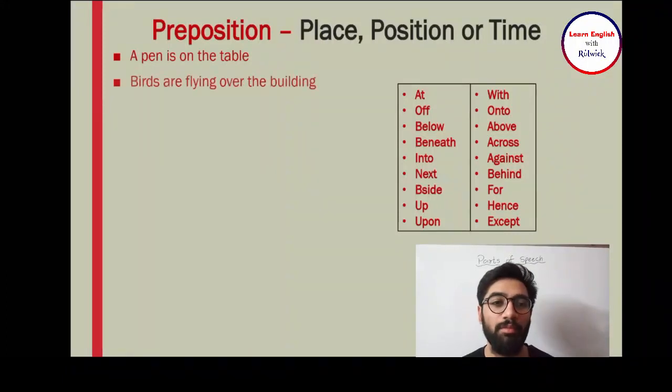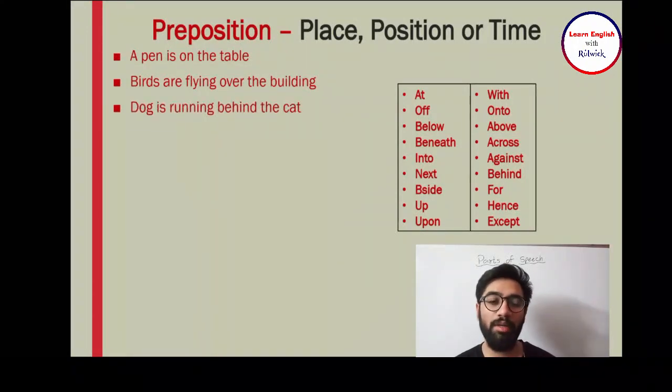The next is, birds are flying over the building. What is the position of the birds? And on what basis can you identify that position? Dog is running behind the cat. Right? We have a word which can help us identify the position of the dog as well as the cat.